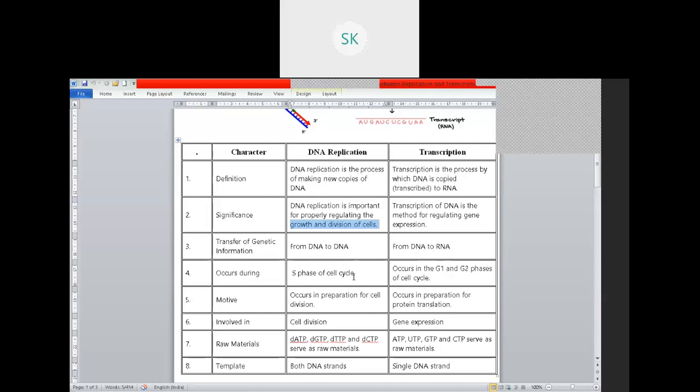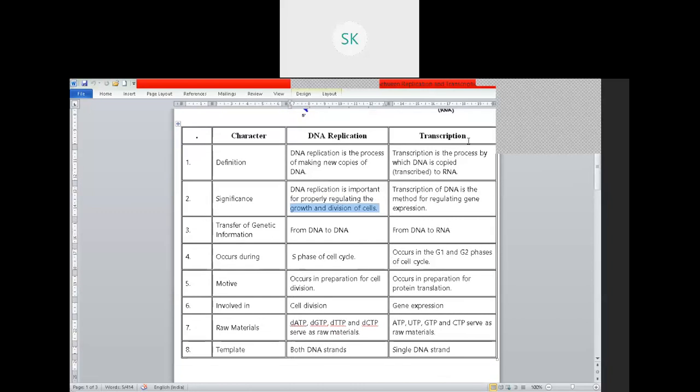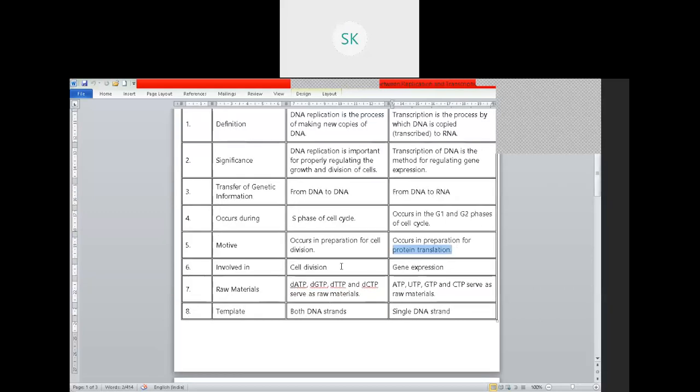And DNA replication will occur in S phase of the cell cycle, during the time of cell separation, and transcription will occur in the G1 and G2 phase of the cell cycle. The main motive of DNA replication is cell division. So only during the time of cell division will DNA replication occur. And the main motive of transcription is the synthesis of protein. So for synthesizing proteins, we need the transcription process. DNA replication is used in cell division, and transcription is used in gene expression, that is protein synthesis.